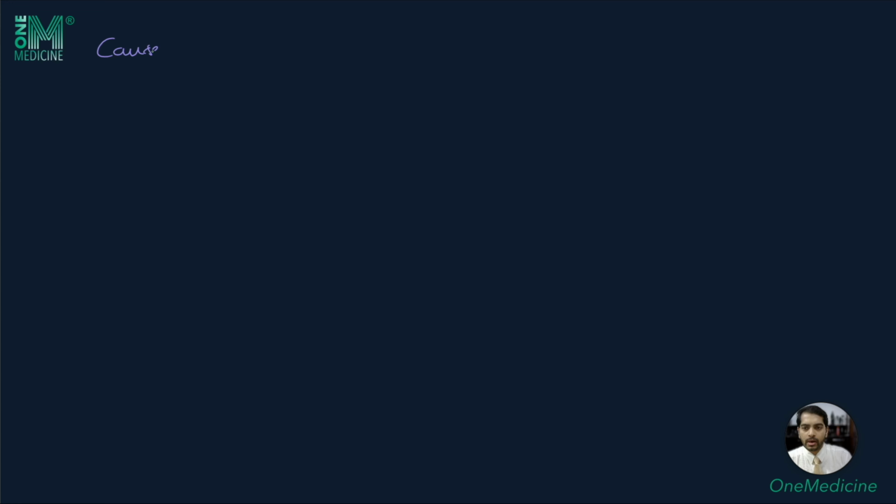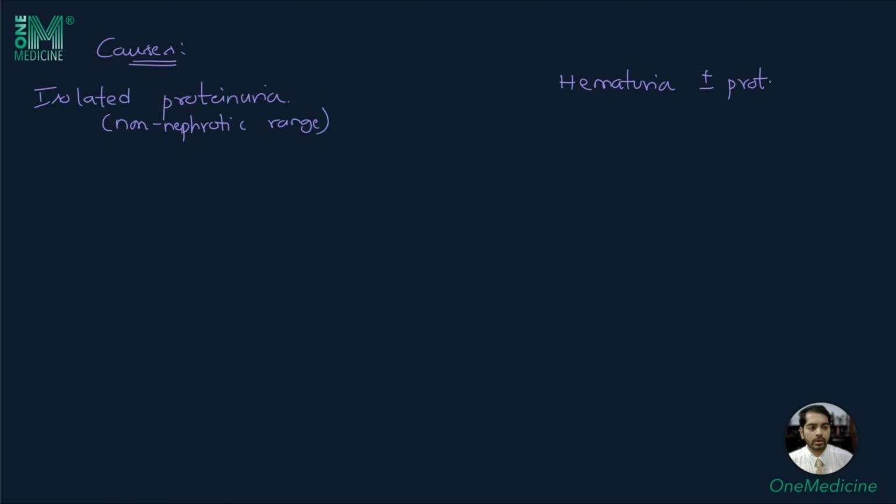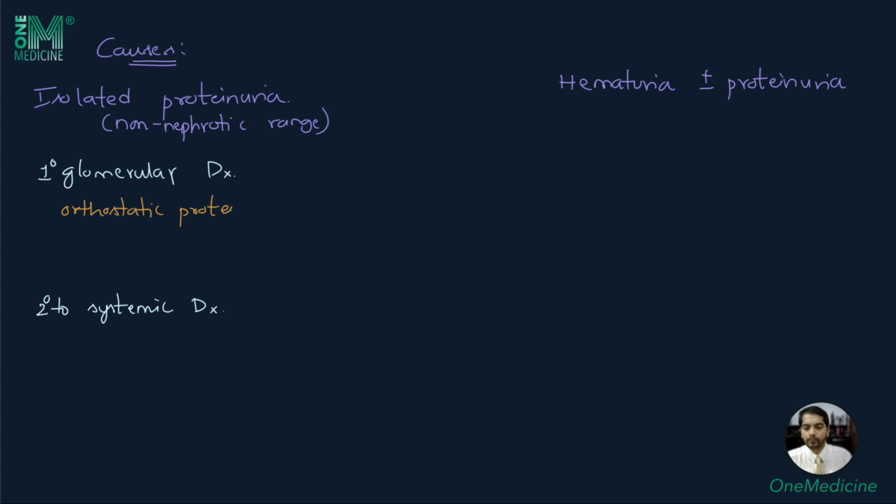The causes of asymptomatic urinary abnormalities can be broadly divided into isolated proteinuria in non-nephrotic range and patients with hematuria with or without proteinuria. These isolated proteinurias are further divided into primary glomerular diseases and secondary to systemic diseases. The primary glomerular diseases include orthostatic proteinuria, focal segmental glomerulosclerosis, and membranous glomerulonephritis.